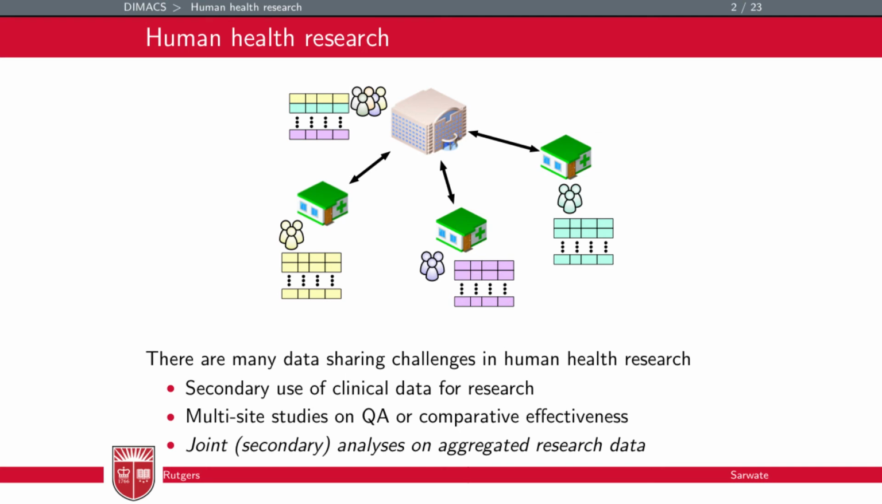Things like running multi-site studies on, I don't want to call it meta health, but things like quality assurance or comparative effectiveness research, which is again on already collected data within the clinical setting. And the thing I'd like to talk about today is joint or secondary analysis on research data. The model that I always talk about is, we have a bunch of research groups who are studying, say, schizophrenia, and they've all taken MRIs, and they'd like to do some joint analysis across these MRIs, even though each group might be studying something completely different about the disease.